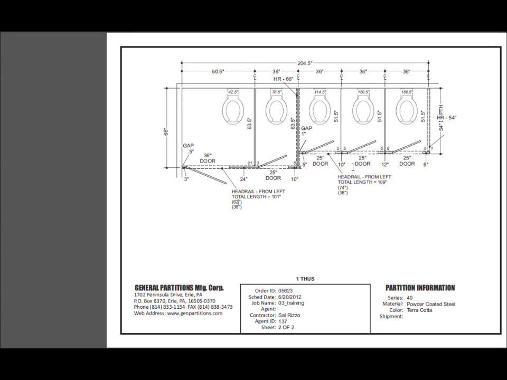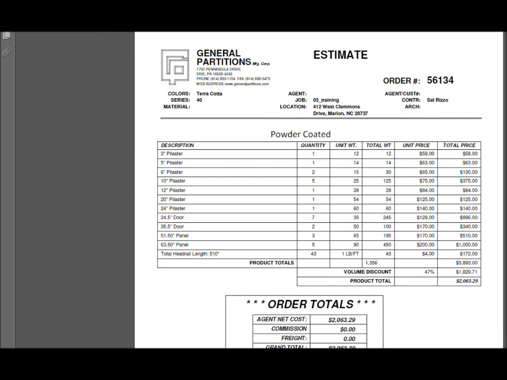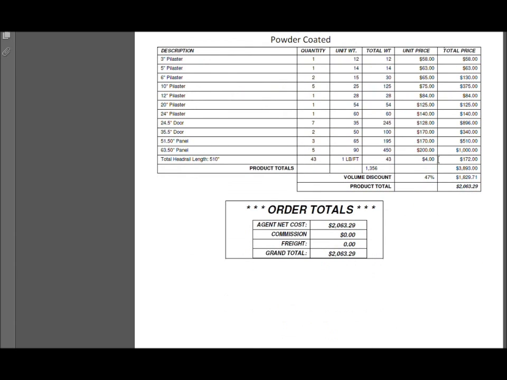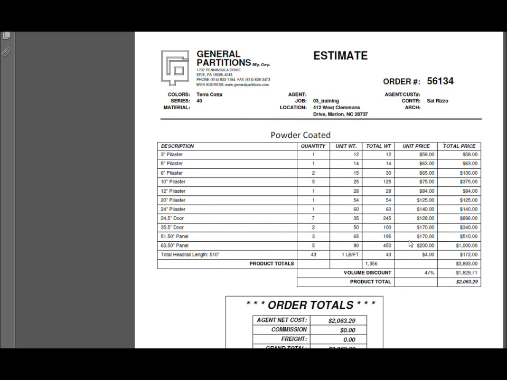Okay, and the last thing we want to look at is the quotation. And here's an itemized quotation that includes the pilasters, the doors, the panels, the total headrail length, and with the individual components we have quantities, unit weight, unit price, total price, standard General Partitions format, agent net cost. We will be including commission and freight and grand total with these. These estimates can get as complicated as they need to be. We of course can include net items, multiple materials and styles, etc.